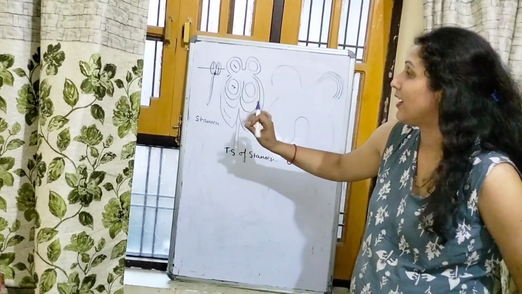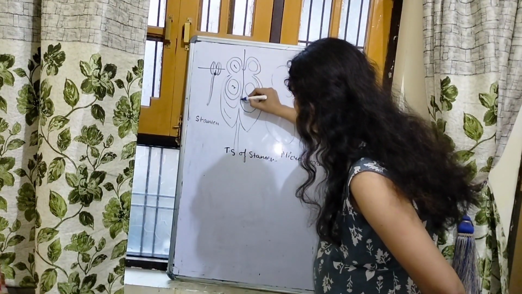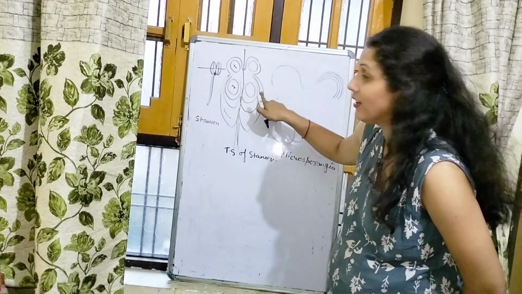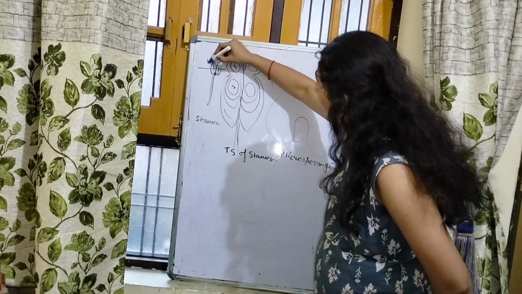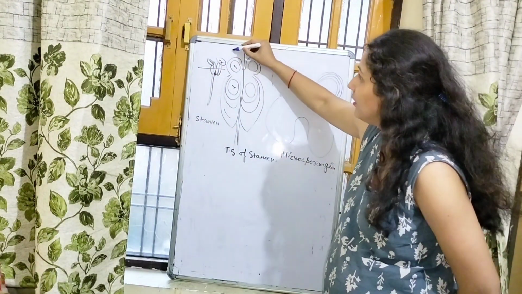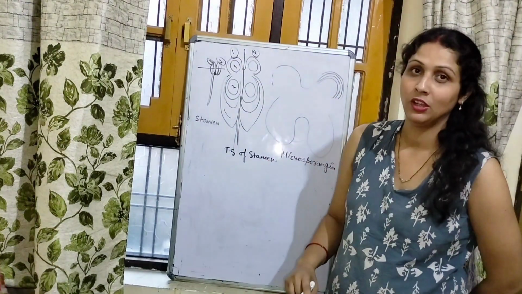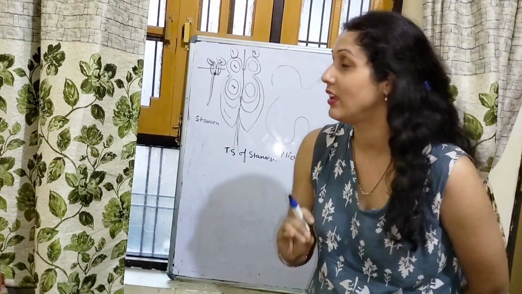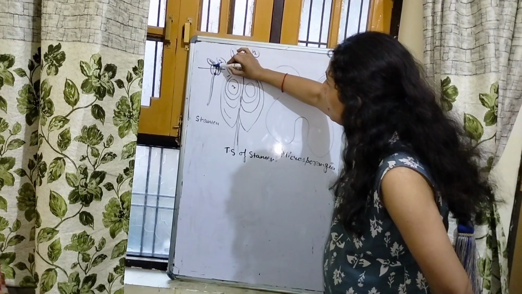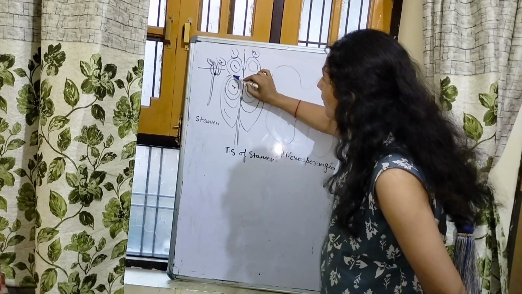Now try to understand, compare this figure with this figure. Suppose this is your first lobe and this is your second lobe. This is your lobe number 1 and this is your lobe number 2. Now compare with the 3D diagram. This is your lobe number 1 and this is your lobe number 2. Hope you understand this diagram. Now this is that sterile elongated tissue, that groove. This is the groove.